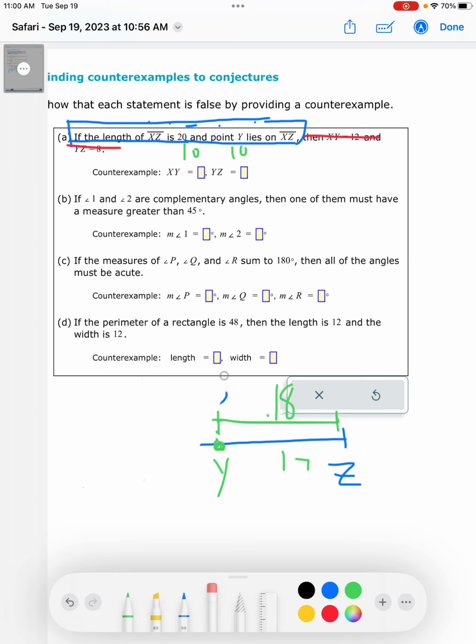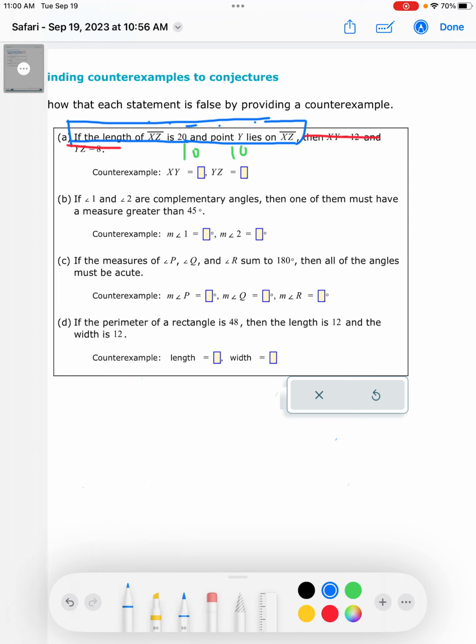Let's try the next one. Part B says, if angle 1 and angle 2 are complementary angles, see, there's where those vocab words come in, then one of them must have a measure greater than 45 degrees. So measure 1 and measure 2 are complementary. If we go back to our notes, it says that they have to add to 90. So I'm going to just make a little note right here.